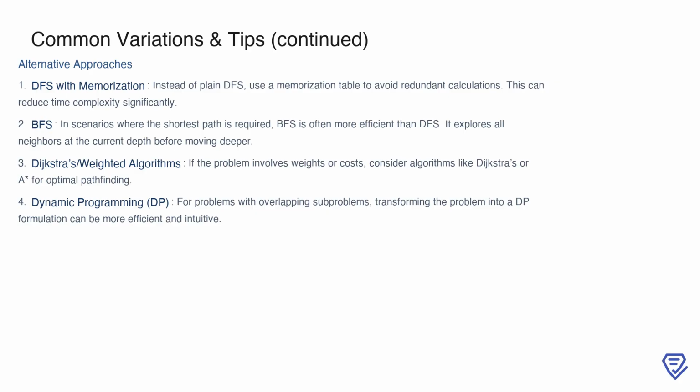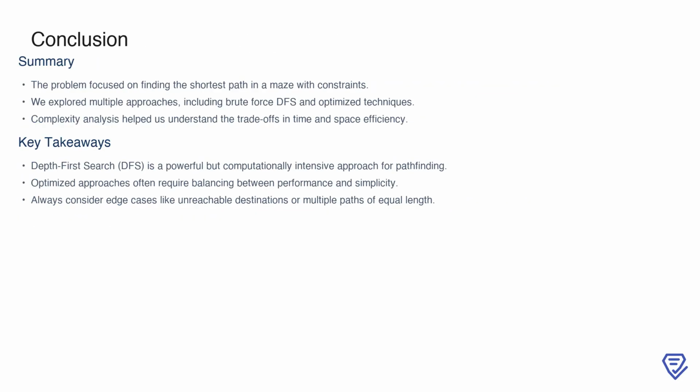Lastly, dynamic programming can be a game-changer for problems with overlapping subproblems. By transforming the problem into a DP formulation, you can often achieve a solution that is both more efficient and easier to reason about. Each of these approaches has its strengths, and mastering them will make you more versatile in solving complex problems like the Maze 3. Great job! In summary, we explored various approaches to solve the Maze 3, examining their strengths, weaknesses, and complexities. Remember to practice similar problems to reinforce these concepts.